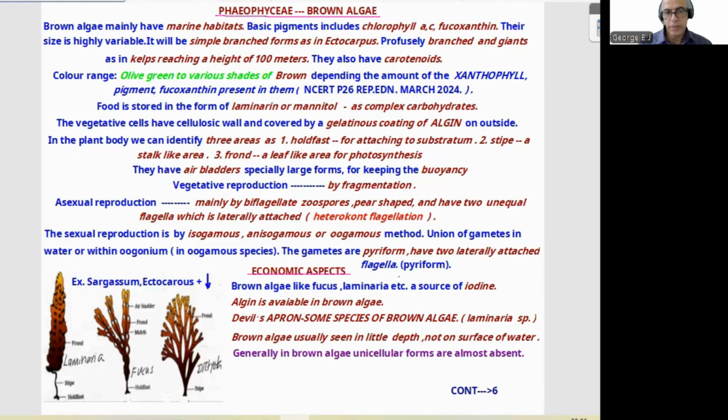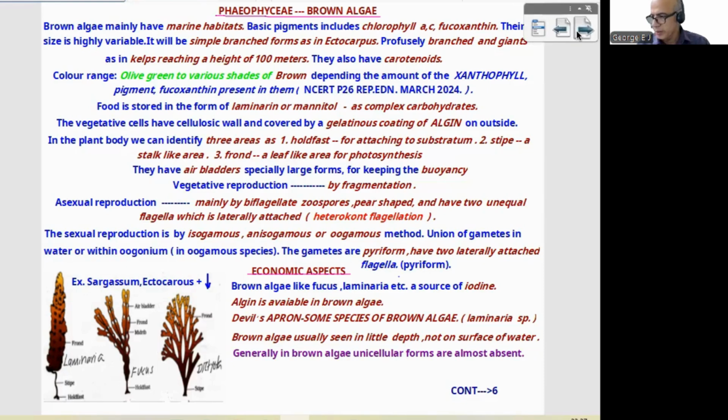Devil's apron is a species of brown algae. Here you can find Laminaria, with three areas, just like an apron. Brown algae are usually seen at a little depth, not on the surface, generally a little bit below the surface. And generally in brown algae, unicellular forms are almost absent. That is regarding brown algae.